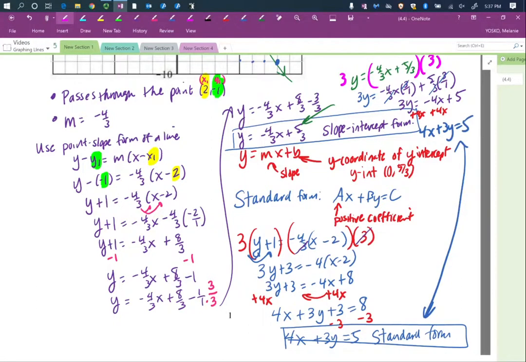So if you wanted to write the equation of the line, you could write it in slope-intercept form or in standard form. It depends on what you're looking for, what the question is telling you to do.